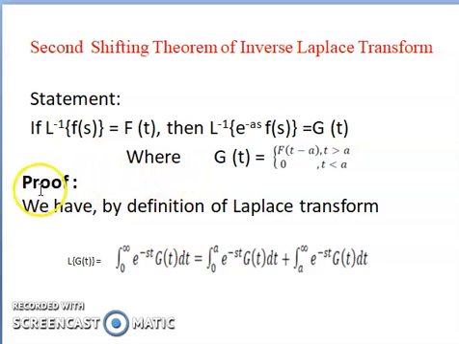Now the proof of the second shifting theorem of inverse Laplace transform. So let us see the proof. We have, by the definition of Laplace transform, L of g(t) equals the integral from 0 to infinity of e to the power minus st g(t) dt. Now 0 to infinity can be written in two parts, 0 to a and a to infinity. So the integral from 0 to a of e to the power minus st g(t) dt plus the integral from a to infinity of e to the power minus st g(t) dt.